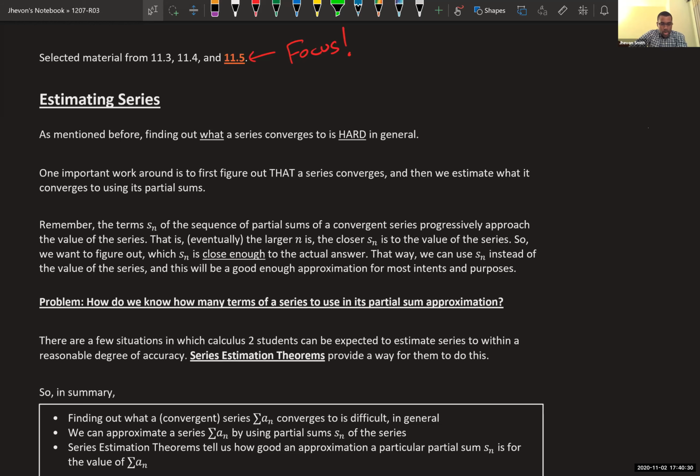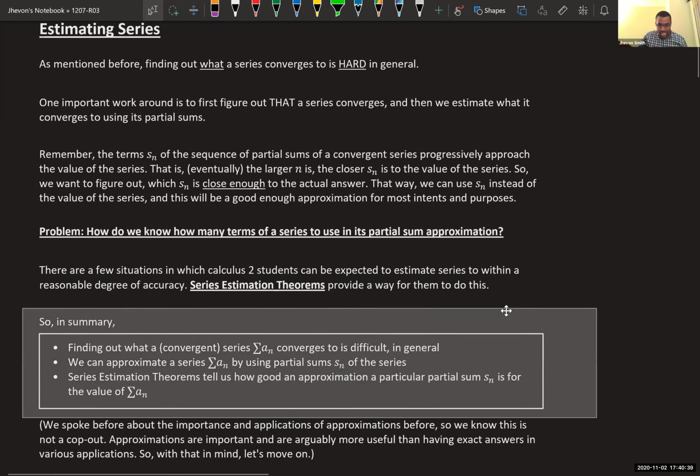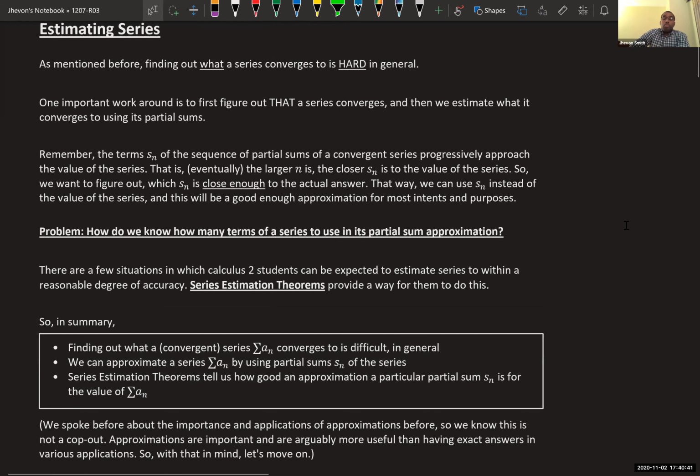So pretty much the TLDR of this is that finding out what a series converges to is very difficult in general, right? However, we can approximate series. And how do we approximate series? We can approximate it with partial sums. So instead of adding up an infinite number of terms in the series, you add up a finite number of terms. Add up the first 100 terms, the first 1,000 terms, the first 1 million terms. Now, that might sound like a lot to you as a human being, but to a computer, adding up a million numbers is really no big deal. So we can actually use partial sums to approximate series, and that's what we're going to talk about.